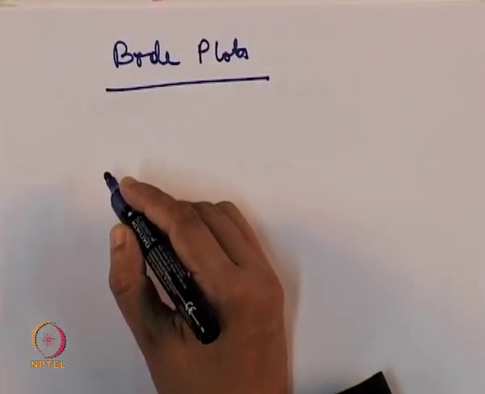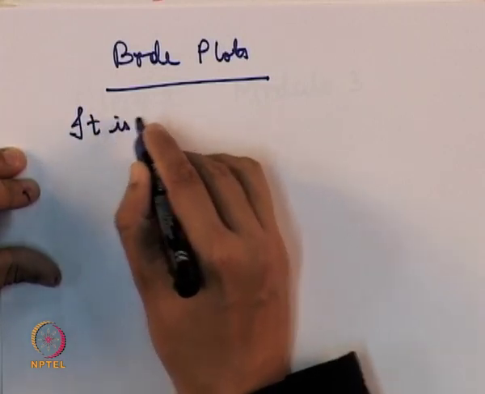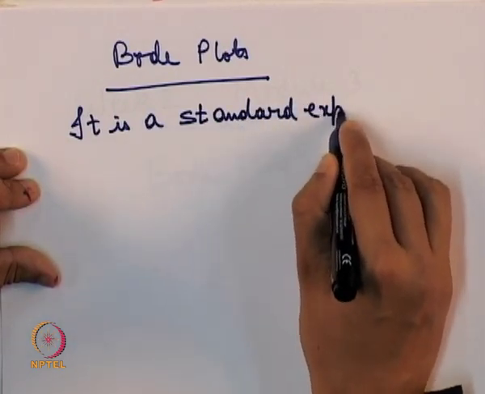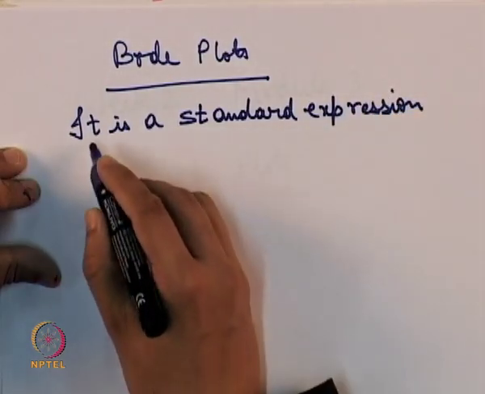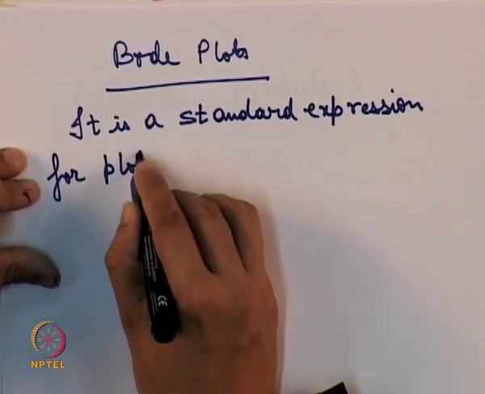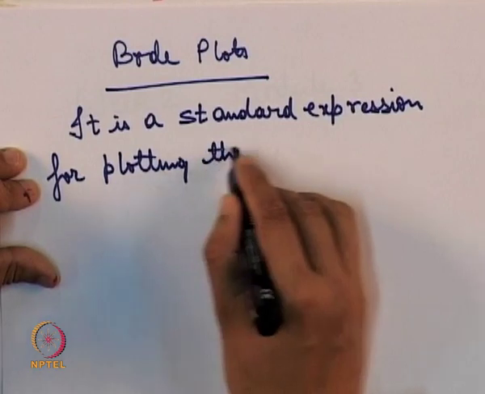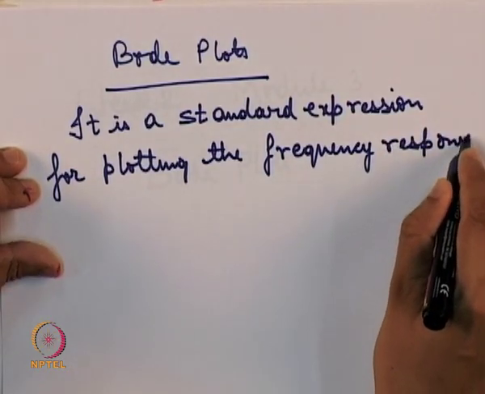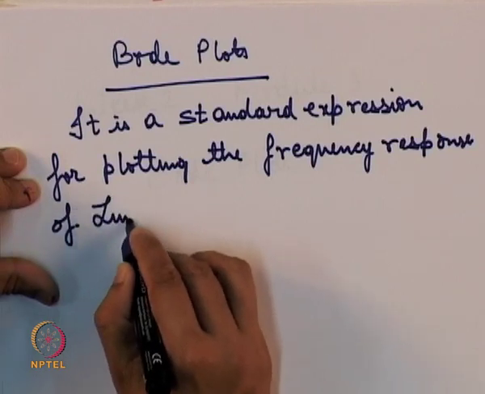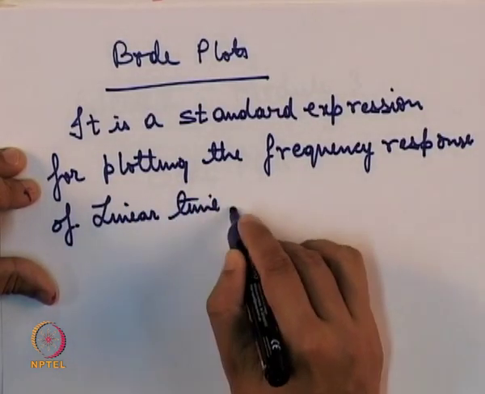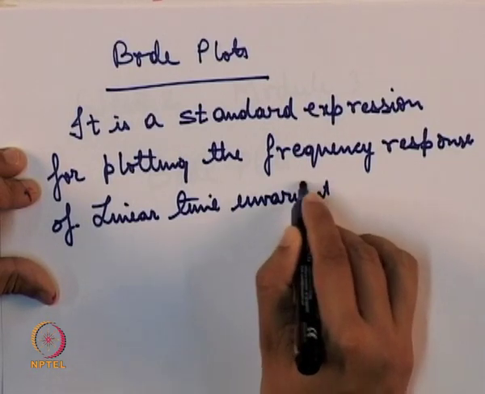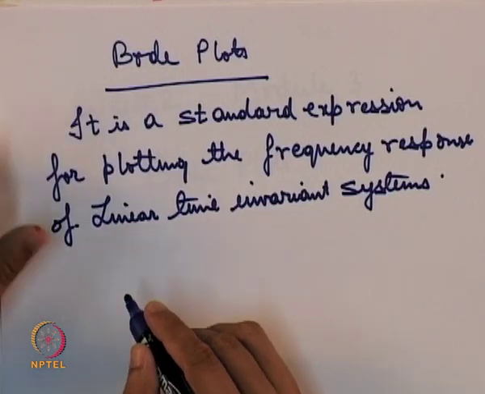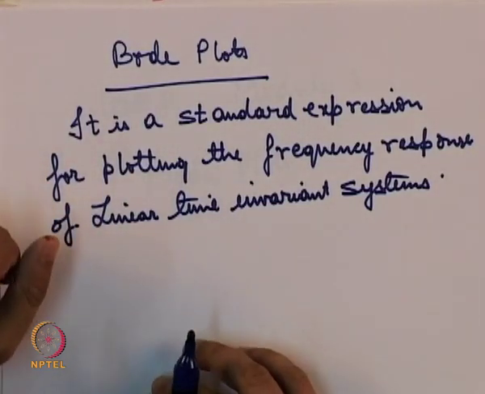The definition of this Bode plot is, it is a standard expression for plotting the frequency response of linear time invariant systems. Okay. So, we had already seen what is a linear time invariant system in the previous lectures.